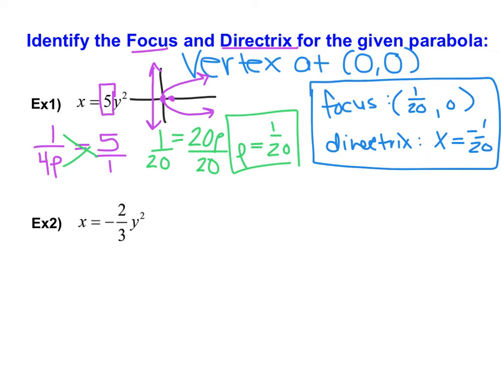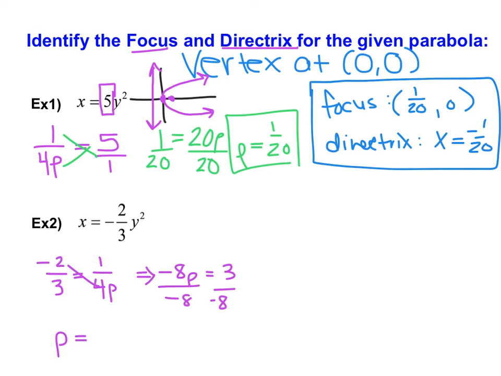Okay, so then from here, looking at the second example, again, I want to find my p-value. So I know that that negative 2/3 is equal to 1/4p. That's how it was created. So then I cross multiply here, so I get negative 2 times 4p, which is negative 8p. And that's equal to 1 times 3. So I then divide each side by negative 8. And I find that my p-value is equal to a negative 3/8.